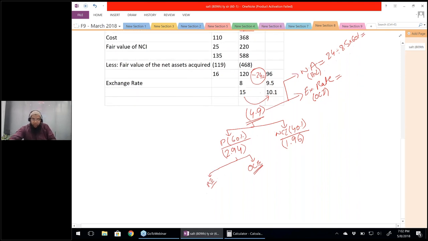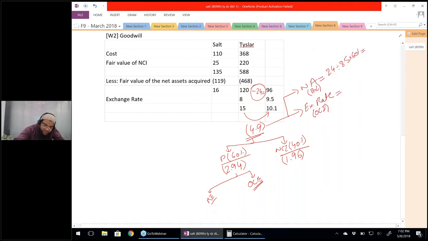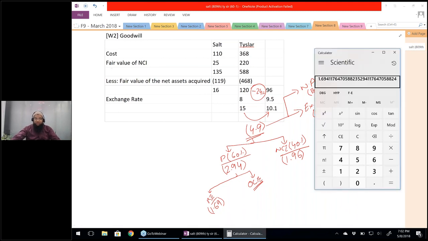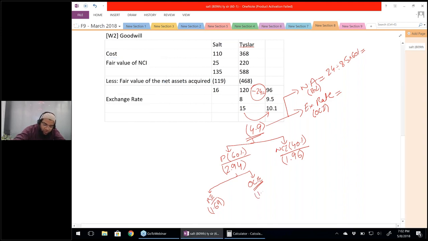So the impairment loss of 24 million dinar divided by 8.5 times 60% gives us 1.69. This impairment loss of 1.69 should be taken to retained earnings, and the remaining value should be taken to OCI. If I calculate the remaining value, it will be negative 2.94 minus negative 1.69, which gives a value of 1.25. So in OCI, the value of 1.25 should be taken.